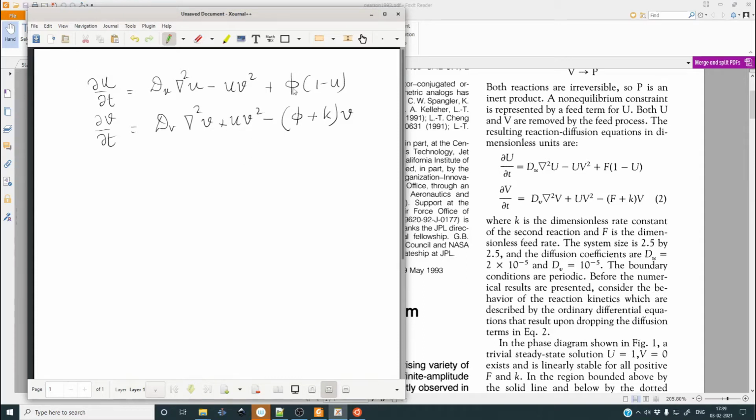You can clearly see that these two terms are the reaction terms, and in this particular case u is being consumed due to the reaction, and v is being produced because of the reaction, and more v is produced per reaction because of the presence of v squared.